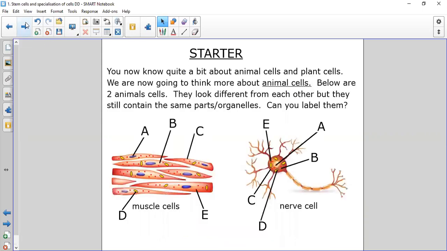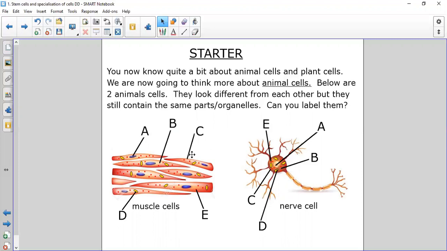Okay, here's a starter for you. If you were in the class normally, you'd be doing this. So we know quite a bit about animal cells and plant cells now. We're going to think more just about animal cells. The diagrams there show two different animal cells. They look different from each other, but they still have the same parts, the same organelles that you were learning about in the last lessons. So the question is, can you label them?